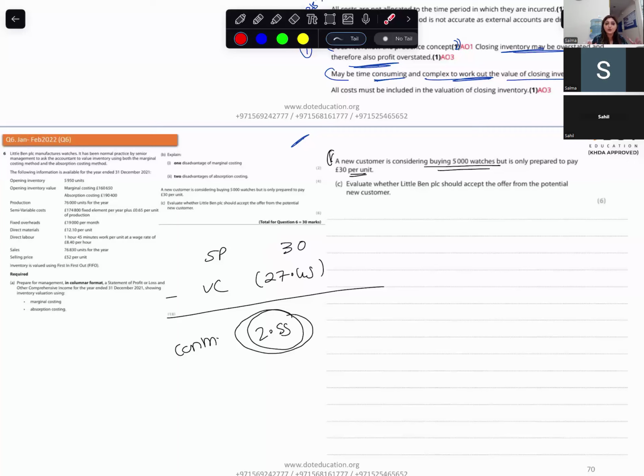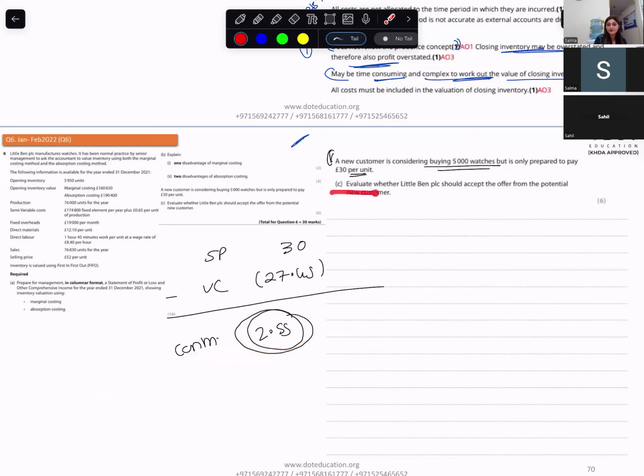I'm giving you a rule. If contribution is positive, accept it. If contribution is negative, reject it. Contribution is positive, yes it is. You should accept the order.